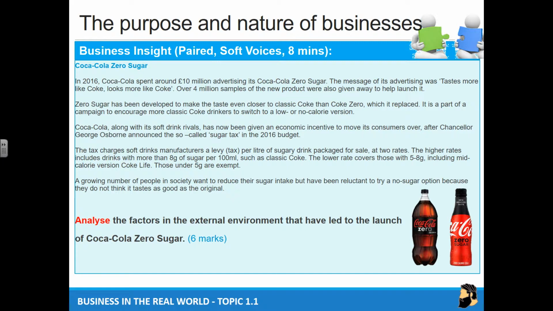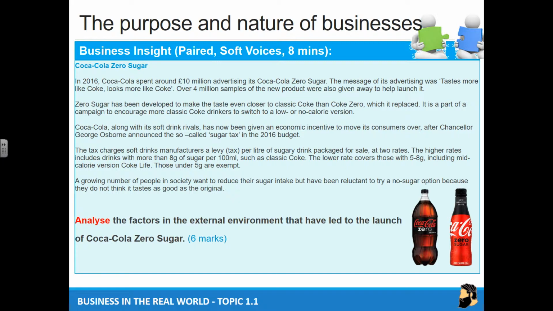From the 4 that we discussed from the last lesson, which ones could have pushed this company into producing and launching this version of Coke, their drink, with less sugar? One of those things is definitely in. Actually, no, sorry. There's 2. That's the 2 that I want to see in your answer.